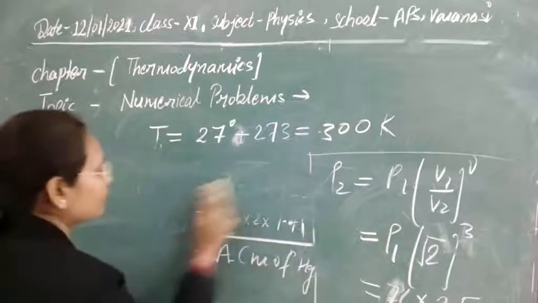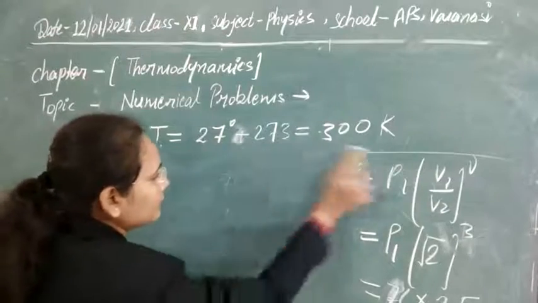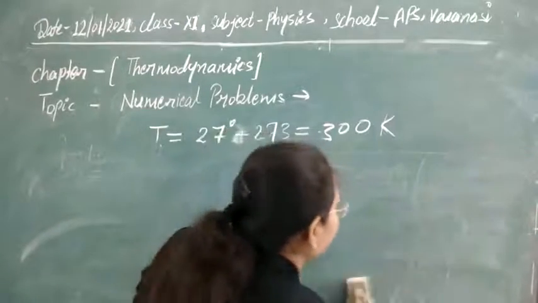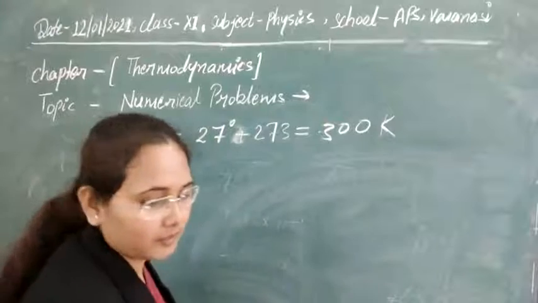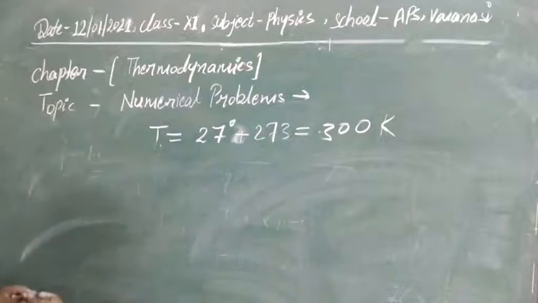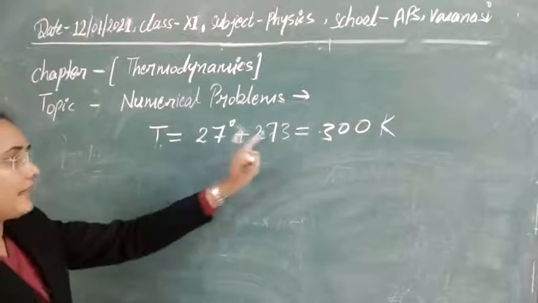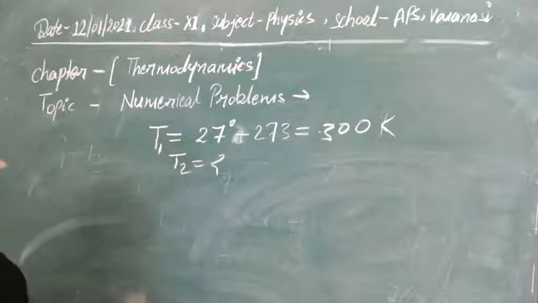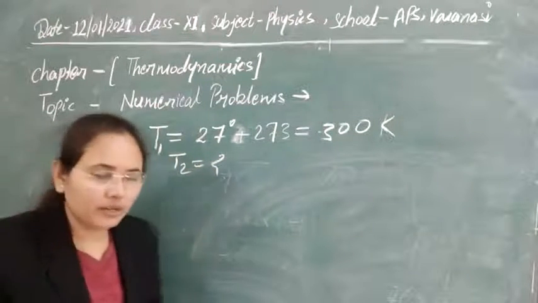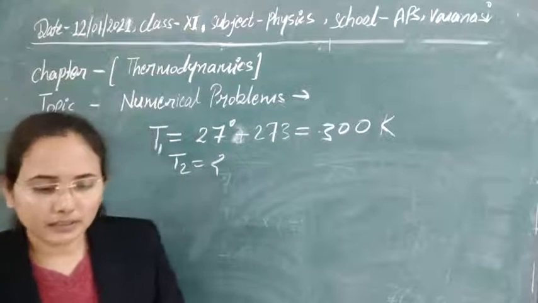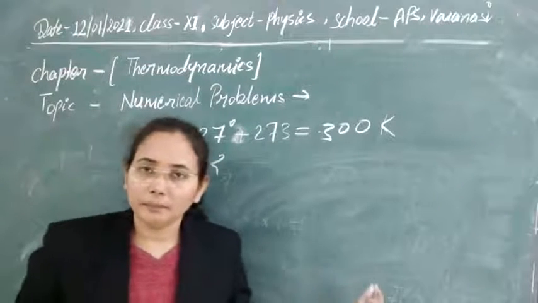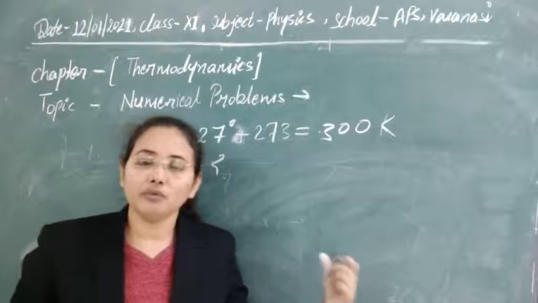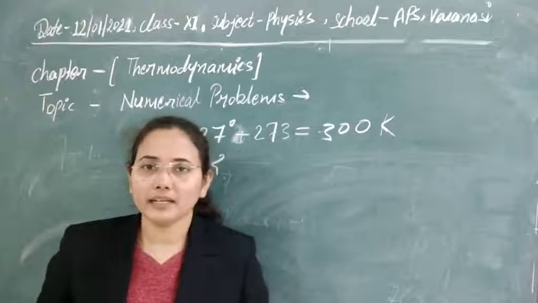The second thing that you have to calculate here is the temperature T2. As the temperature also changes, you know a number of relationships between pressure, temperature, and volume in the case of adiabatic equations.